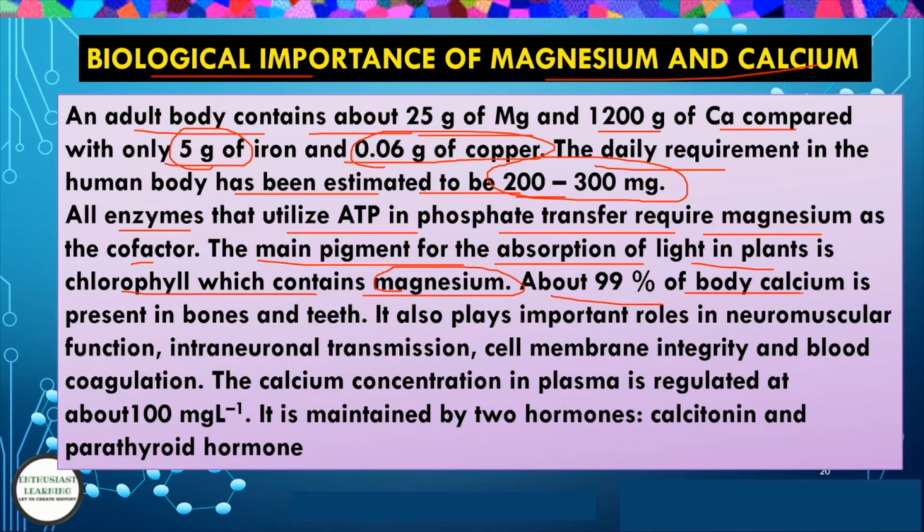About 99% of body calcium is present in bones and teeth. It also plays an important role in neuromuscular function, interneuronal transmission, cell membrane integrity, and blood coagulation. Calcium concentration in plasma is regulated at about 100 mg per liter. It is maintained by two hormones, calcitonin and parathyroid hormone.